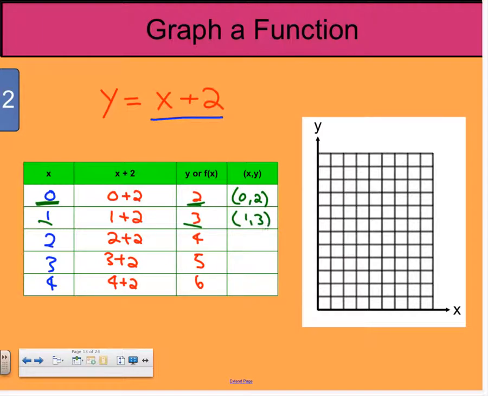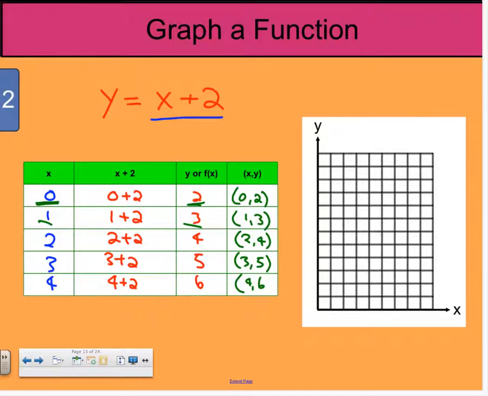Who can tell me the next one? One person. Terry. 2, 4. Very good. Who's got the next one? Sashaya. 3, 5. Very good. And one more. Manuel. 4, 6. Very good.